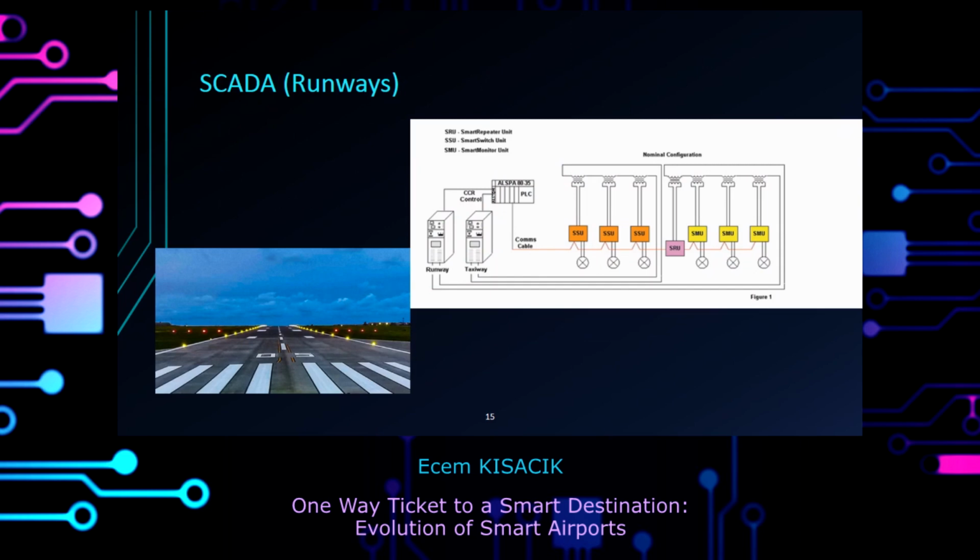Runway lighting systems or SCADA on runways. We can say intelligent lighting. Thousands of smart light bulbs maintain the visual guiding on taxiways and runways. Here we can see the systems configuration of these systems. These systems are crucial for aviation operations because runway, taxiways, all the airfields must be illuminated properly 24 hours a day.